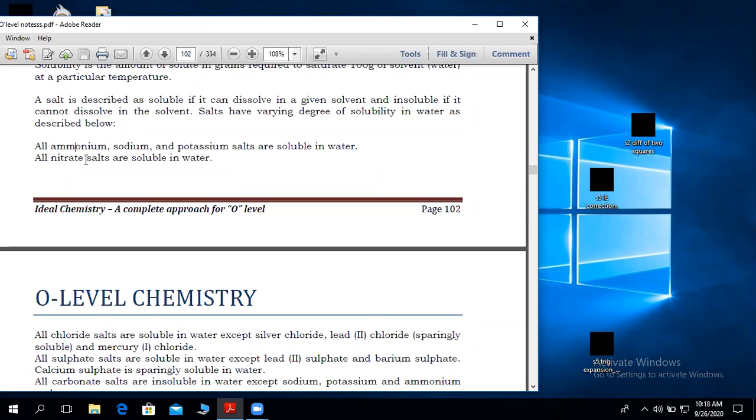All nitrates are soluble. Anything that has nitrate, let it be potassium nitrate, ammonium nitrate, zinc nitrate, lead-2 nitrate, aluminium nitrate, anything that has nitrate, it will dissolve in water.